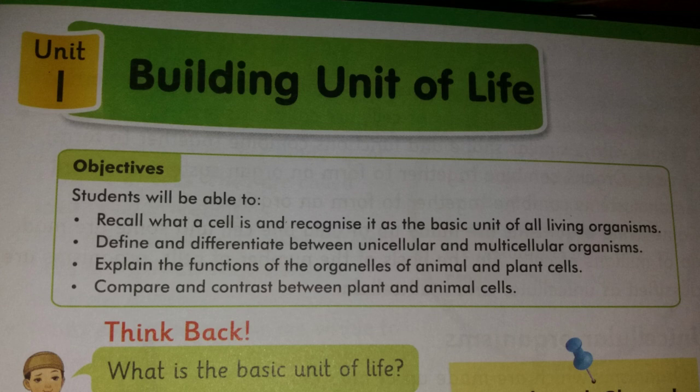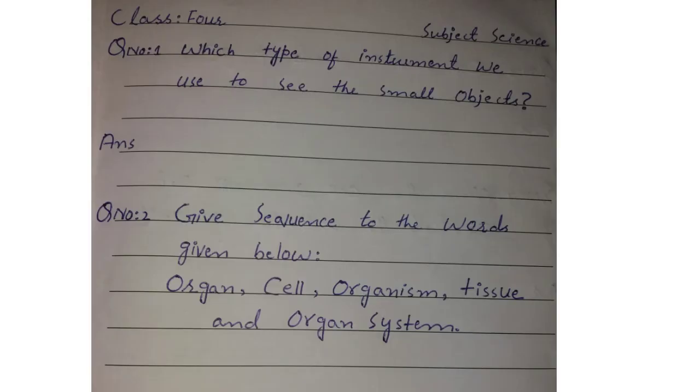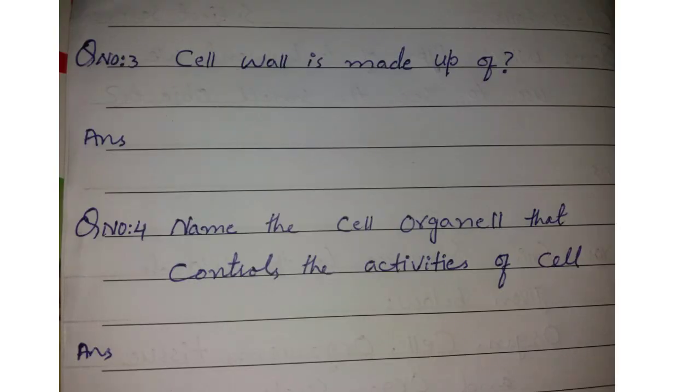Here we have completed our first unit and this is your assignment. Question number 1 is, which type of instrument do we use to see small objects? Question number 2 is, give sequence to the words given below: organ, cell, organism, tissue and organ system. Question number 3 is, cell wall is made up of. Question number 4 is, name the cell organelle that controls the activities of the cell.